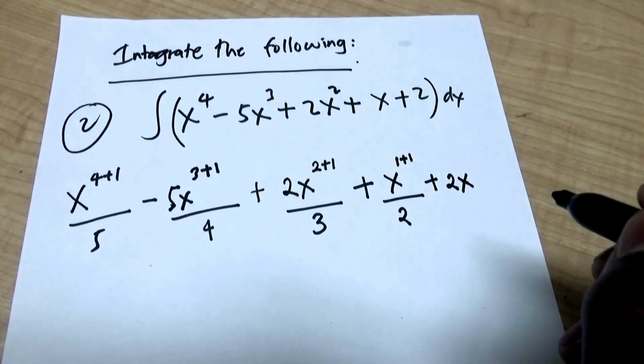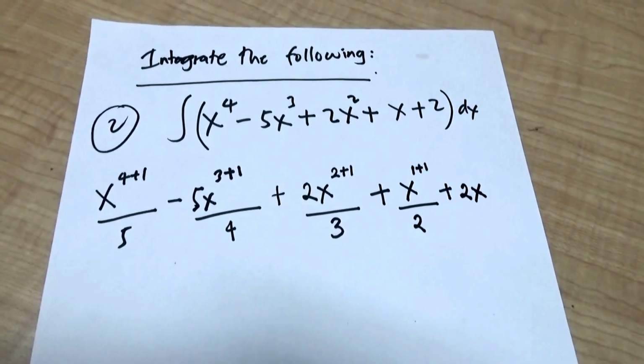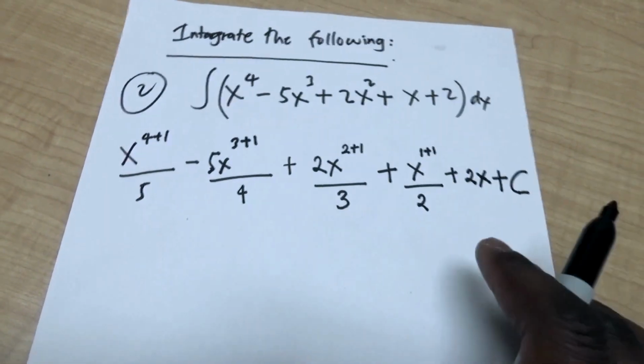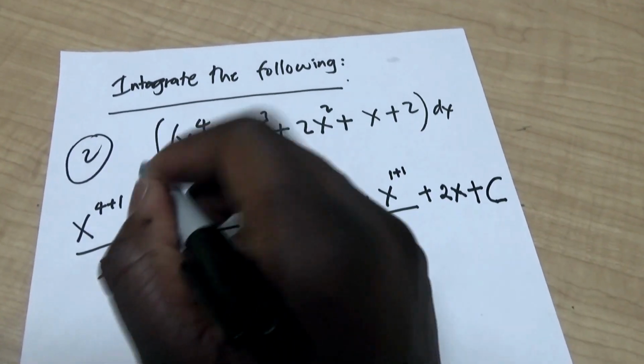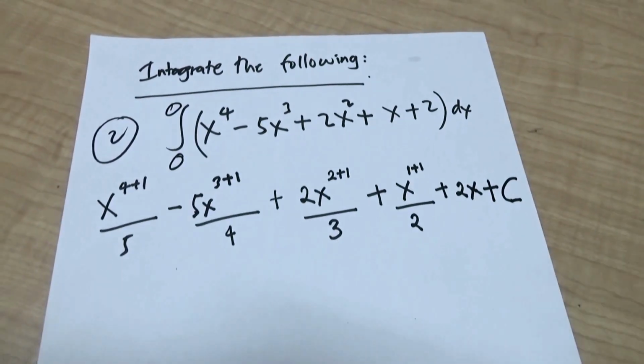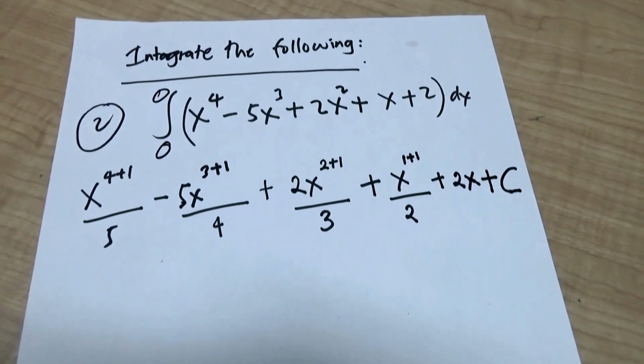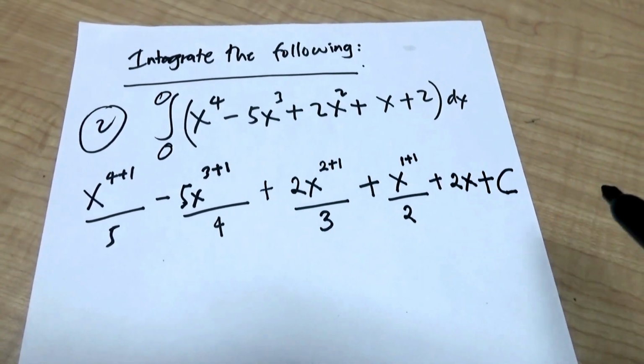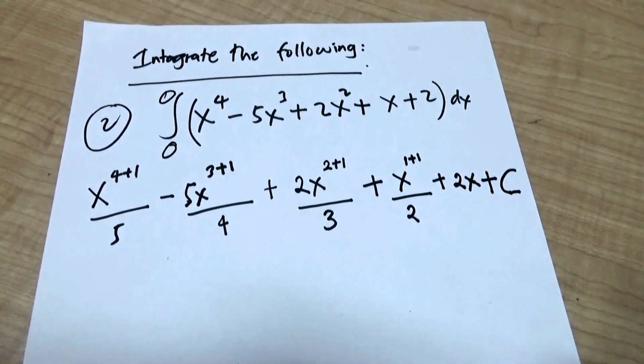Are we done yet? No. One more thing. Plus constant of integration. Why? Because I got no limits. All right, always remember that. No limits. Make sure you finalize your answer by including a c, which is a constant of integration.